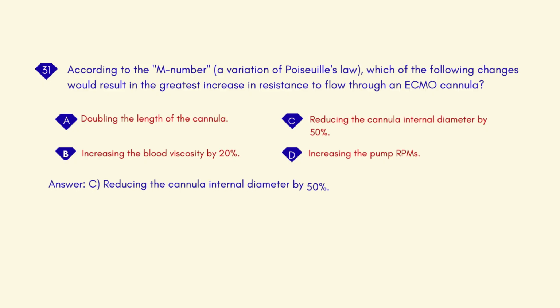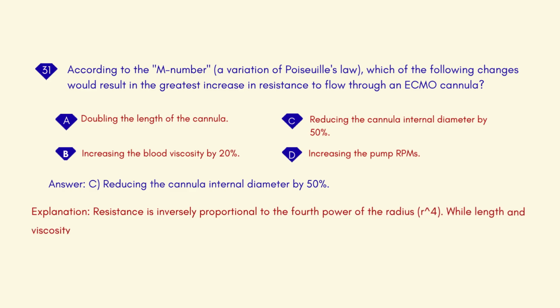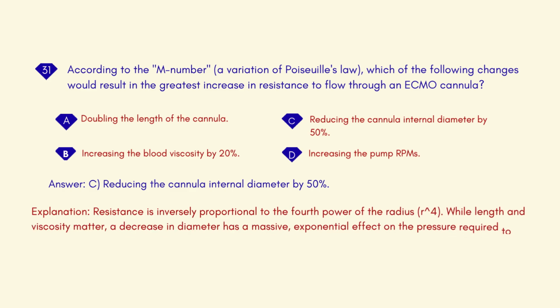Answer: C. Reducing the cannula internal diameter by 50%. Explanation: resistance is inversely proportional to the fourth power of the radius, r^4. While length and viscosity matter, a decrease in diameter has a massive, exponential effect on the pressure required to maintain flow.